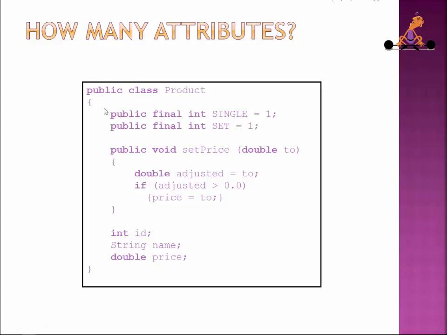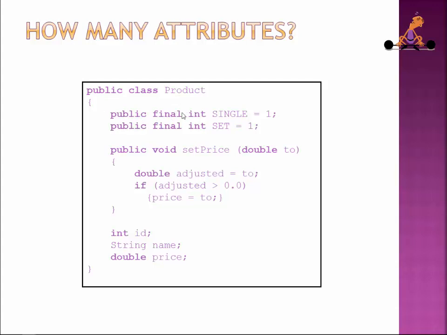So we have a class named product. You see the open curly bracket and closed curly bracket at the end of the class. Up here, we have two funny looking ones because they're capitalized. Do you know why they're capitalized? Well, if you look at it, public final int SINGLE = 1, public final int SET = 1. So public means it's visible to everybody. Final means it's a constant. It can be set once and only once.